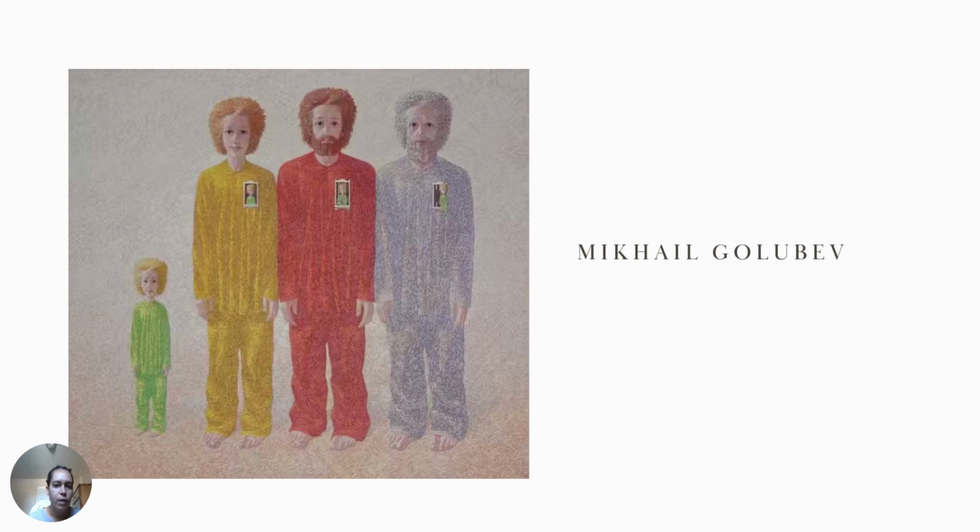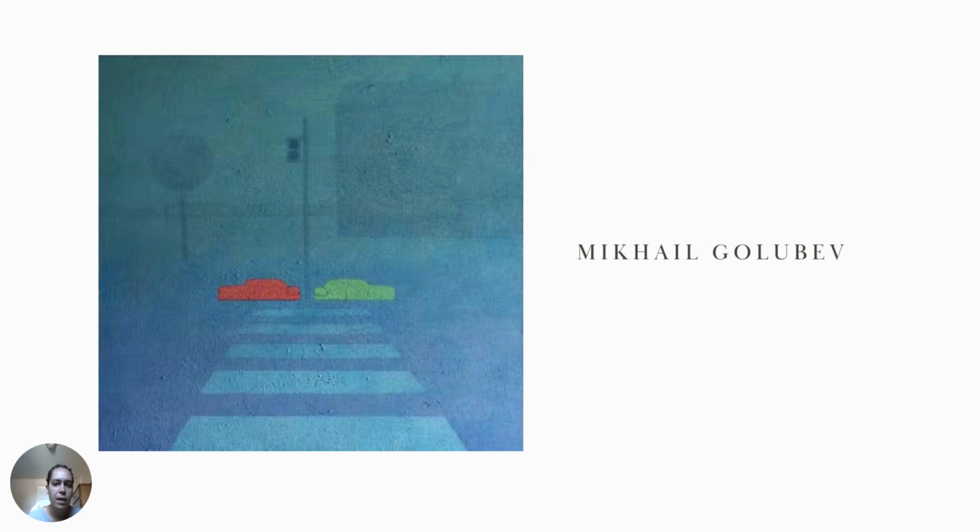Another Russian work, Mikhail Golubev. They're all wearing the same thing because they're from a communist country. This is like generations: the child, the parents, and the grandparent. This is Mikhail Golubev, and it's another work on capitalism: the stop sign, the cars, everything is all calm and peaceful.